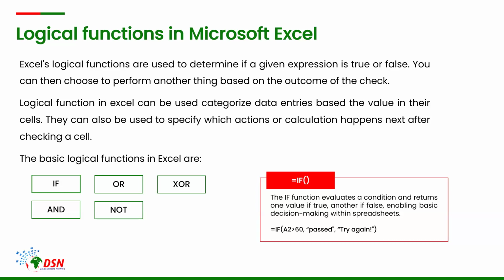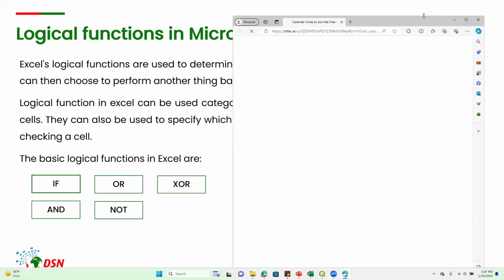If I can categorize data as true or false, I can also categorize data in any other way, like in two categories. I can say, okay, this set of people are students, this set of people are not students, based on my logical expression. So they can be used to specify which action happens next after checking a cell. The basic logical functions that we have in Excel are the IF, the OR, the exclusive OR. This XOR simply means the exclusive OR function.